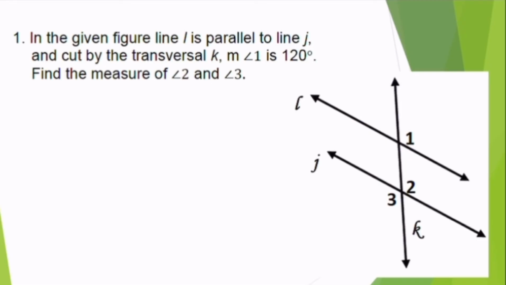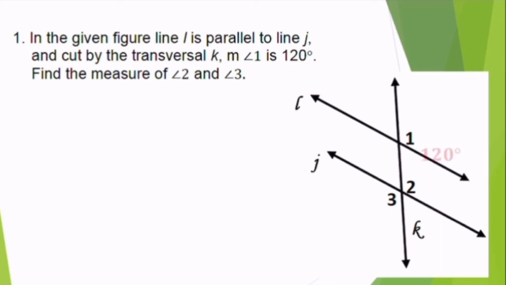Now that we are done proving properties of parallel lines cut by a transversal, let us now apply them to find the value of unknown variables and the measure of angles in parallel lines cut by a transversal. For our first example, in the given figure, line L is parallel to line J and cut by the transversal K. The degree measure of angle 1 is 120 degrees. Let's find the measure of angle 2 and angle 3.